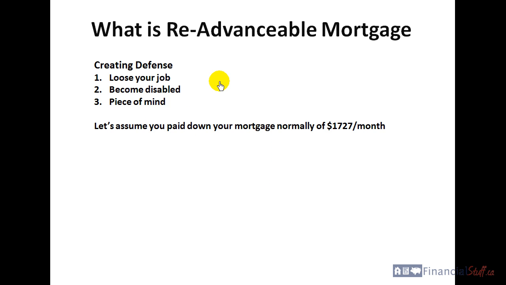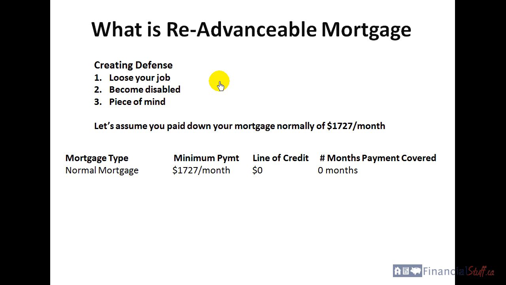If you lose your job, become disabled, or just want peace of mind, with a traditional mortgage, if something bad goes wrong, this is what's going to happen. You have a normal mortgage, you pay the $1,700 a month, no line of credit is attached to that mortgage, and let's say, for example, you lose your job for 6 months. Well, in a nutshell, over those 6 months, you have to pay that $1,700 a month no matter what. So basically, there are 0 months of mortgage payments covered under a traditional mortgage.